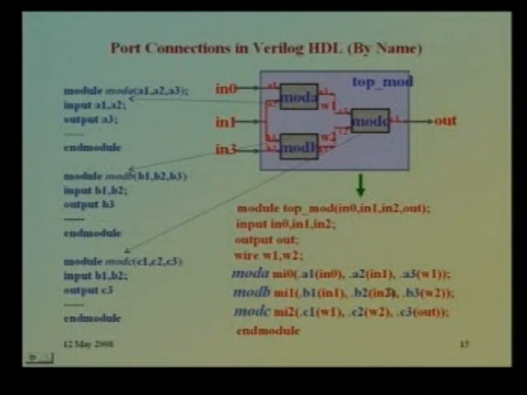If you connect your modules by position and the order changes by mistake, it is gone. So you have to take precautions when you are doing the port connections. But in the by-name approach, the order does not matter. If you put dot A1 last and dot A3 first, it does not matter. But in positional port connection, if you interchange any port, then it is gone. Okay, so these are the port connections.